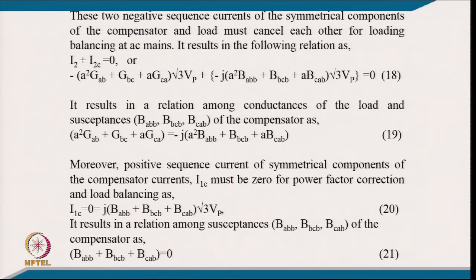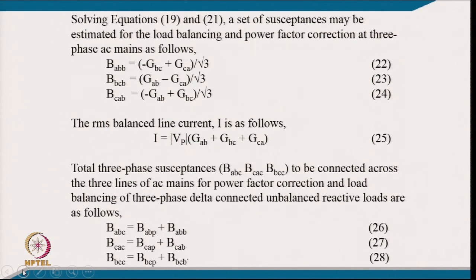So, you got one relation between the two, and moreover the positive sequence current of the symmetrical component of the compensator, I1C, must be 0 for power factor correction and load balancing. So, it means I1C also must be 0, and it results in the relation among the susceptances of this compensator, I mean BAB plus BBC plus BCA should be 0. From there, of course, you can find out the values by solving those two equations. A set of susceptances may be estimated for load balancing and power factor correction at the 3-phase AC mains, like BAB in terms of those unbalanced conductances.